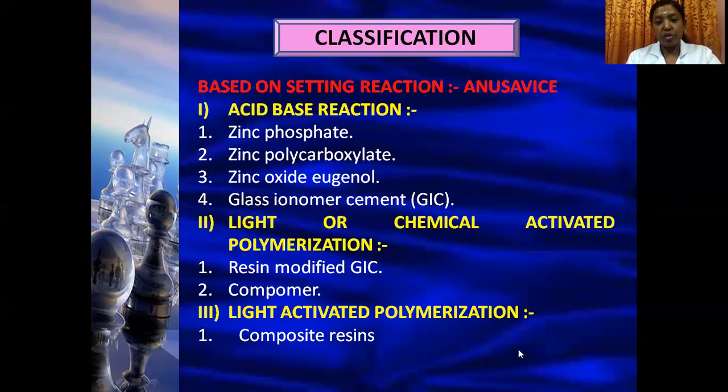Coming to the classification of dental cements, the classification in Anusavice's textbook says, based upon the setting reaction, it is classified as under acid-base reaction. You have your zinc phosphate, zinc polycarboxylate, zinc oxyeugenol, and GIC. Under light or chemically activated cements, you have your resin-modified GIC and your compomer. Under light activated polymerization, you have your composite resins.